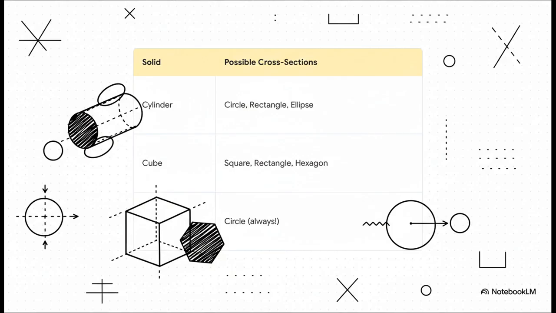Slice a cylinder straight across its top, you get a circle. But slice it straight down the side, you get a rectangle. And you can even get a perfect hexagon out of a cube if you slice it just right. The only boring one, really, is a sphere. No matter how you slice it, you're always just going to get a circle.